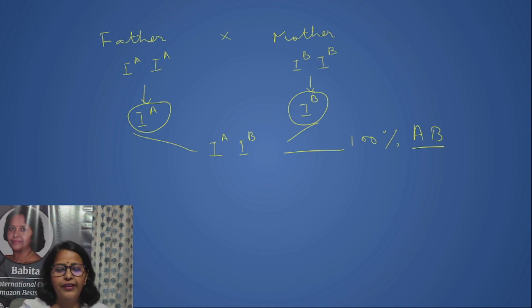So it is possible to find out the phenotype of the children if we know the genotype of the parents, or even, if we know what the different children are having, we can find out the father's or mother's genotype.